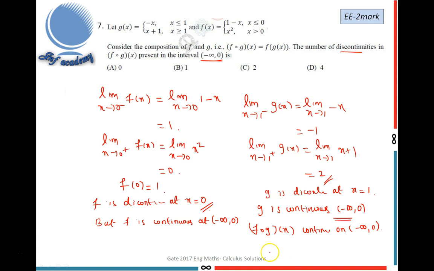So the number of discontinuities in f composite g of x in the interval minus infinity comma 0 is 0, because the function f composite g of x is continuous on the interval minus infinity comma 0. So the number of discontinuity points in the interval minus infinity comma 0 is 0. So the final answer is 0. Answer is option A.